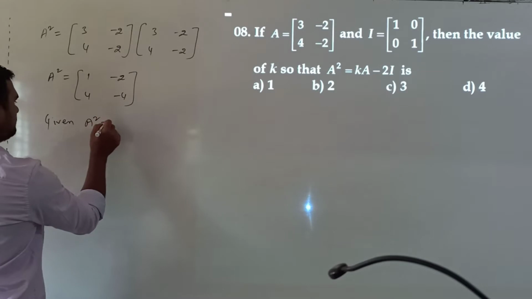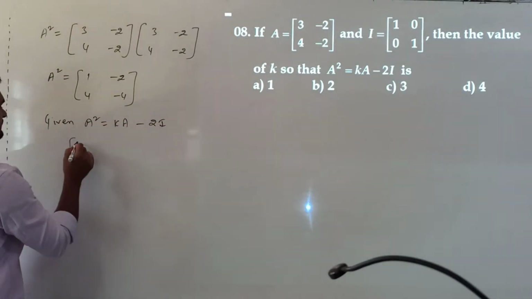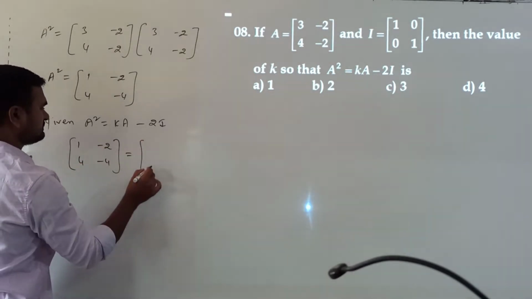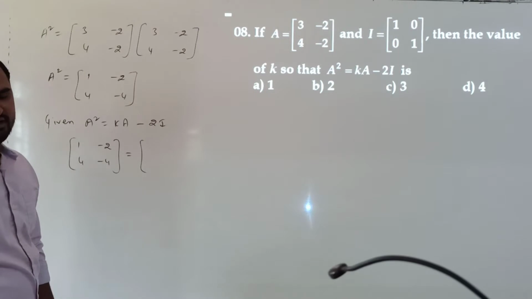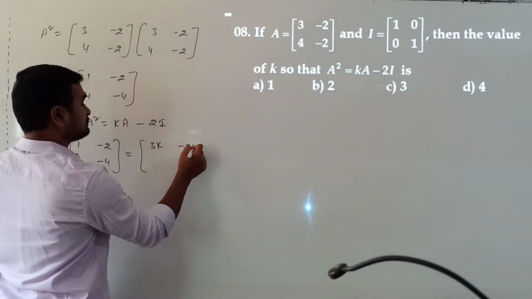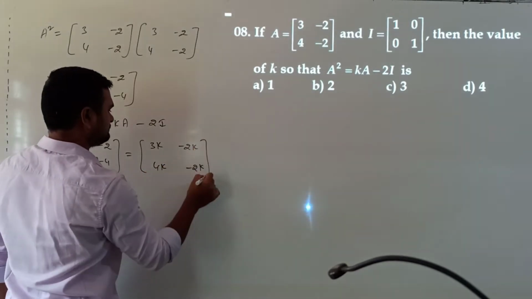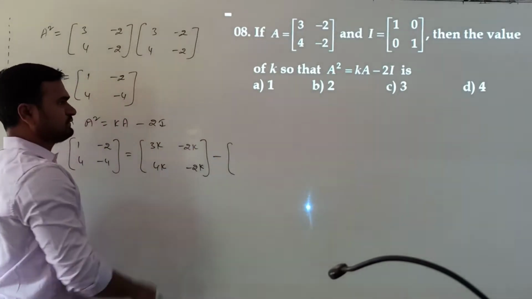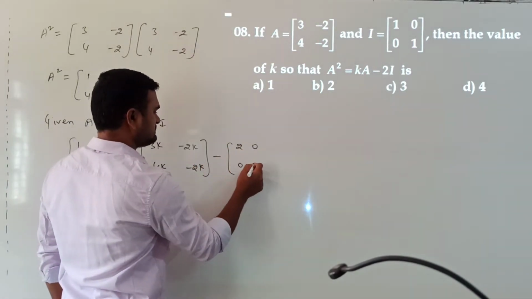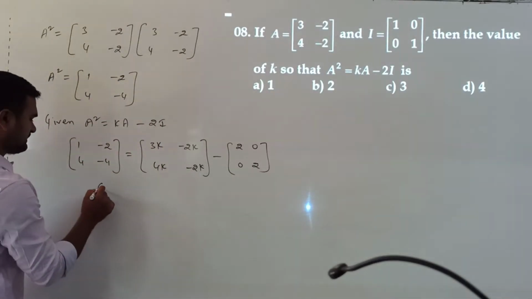So A square equals kA minus 2I. We can write the matrix 1, minus 2, 4, minus 4 equal to k into A, multiplying the scalar k to A, that is 3k, minus 2k, 4k, minus 2k, minus 2 into I, multiplying 2 to the identity matrix 2, 0, 0, 2. So equating the corresponding components.